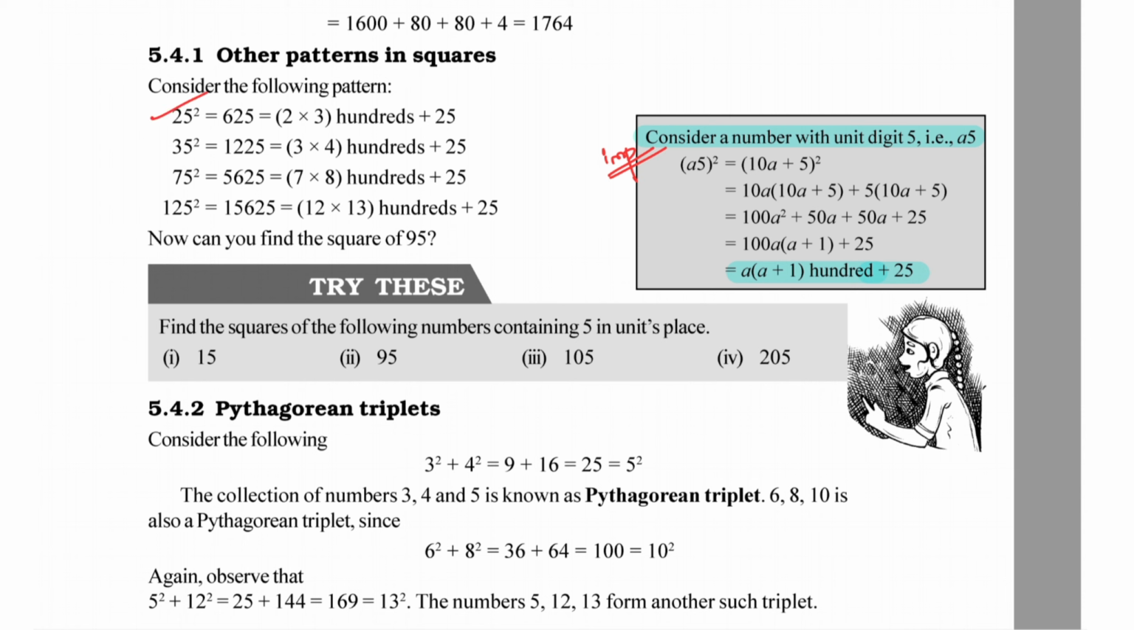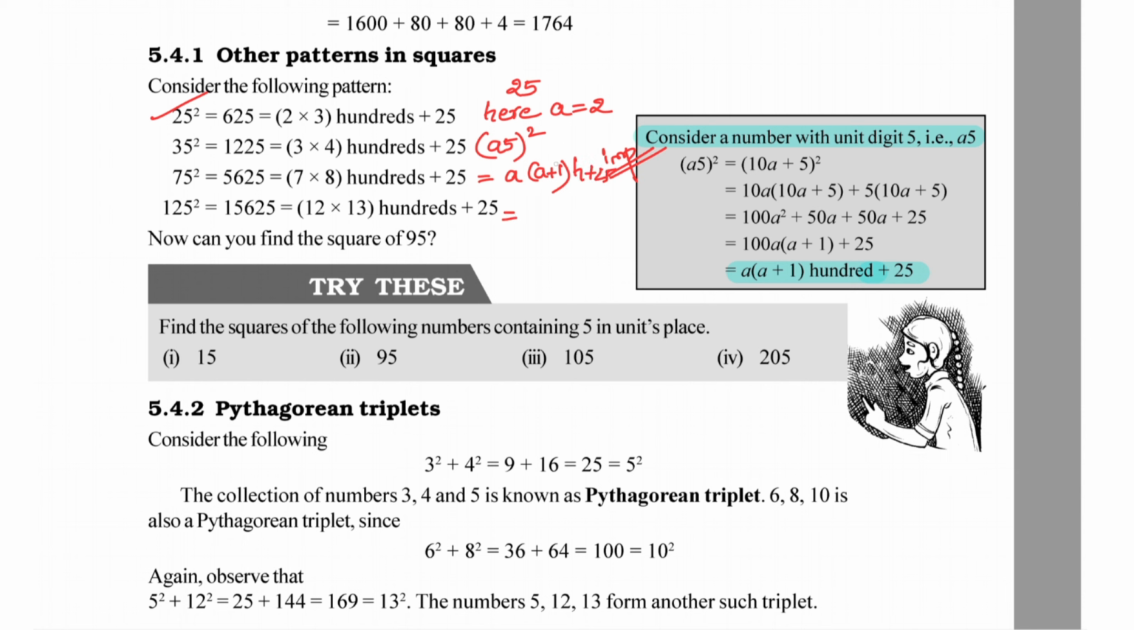So here I'll consider this first example. They have found out the square of 25, okay? So I'll consider the number 25 whose square has to be found out. So here, a is nothing but 2, okay? Now we need a5's square, which is written as a into a plus 1 hundreds. I'll write hundreds as h, plus 25.